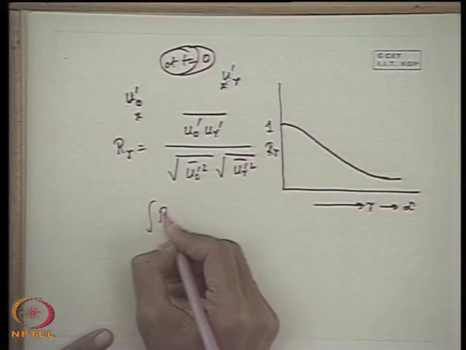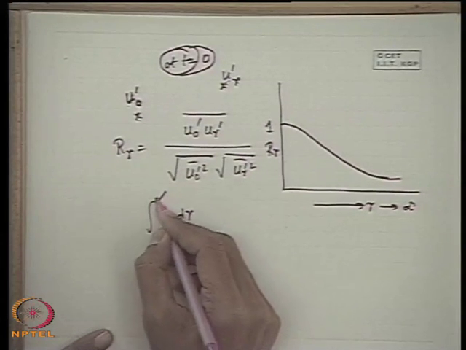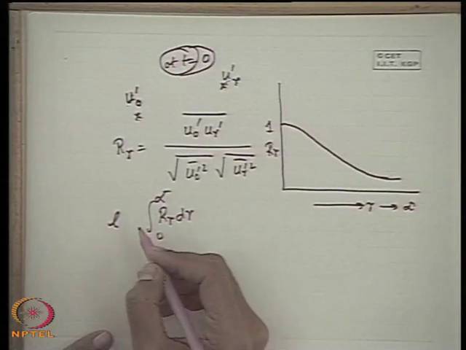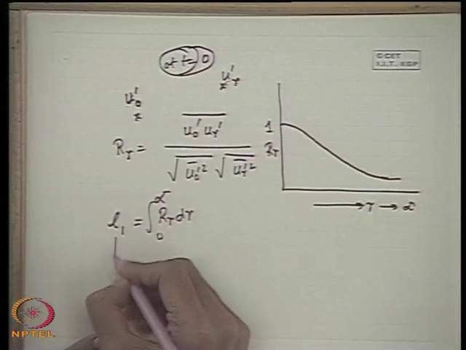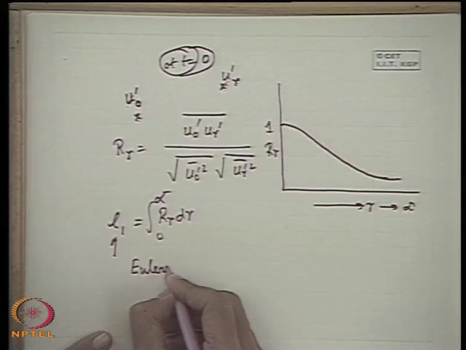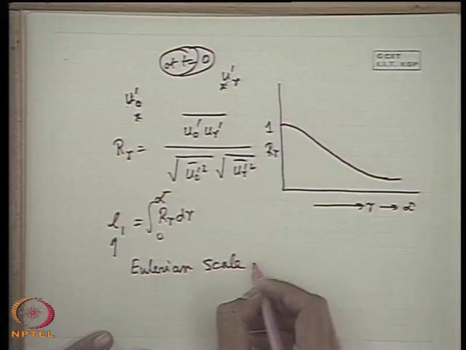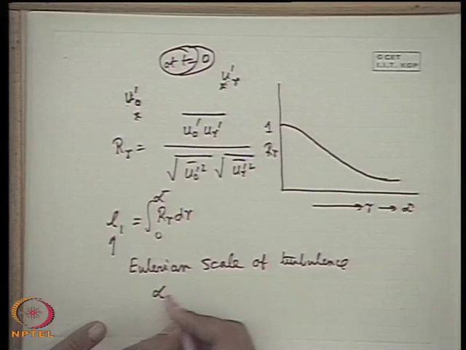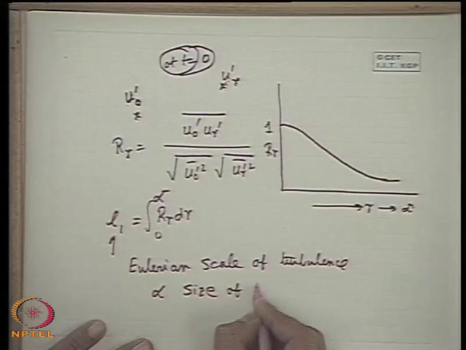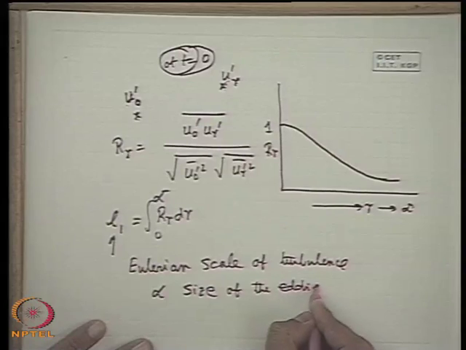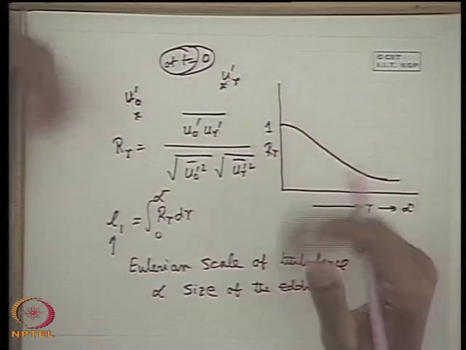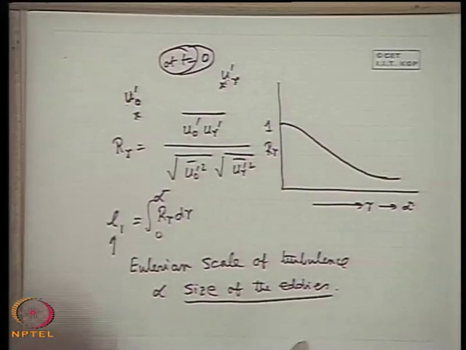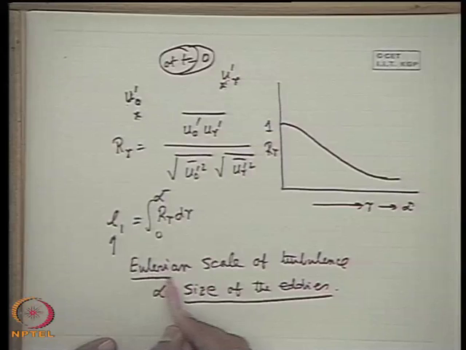Now this integral of RR dr represents the area under this curve along the r axis, and this is known as another quantity L1, the Eulerian scale of turbulence. Now this scale of turbulence is proportional to the size of the eddies. This is because in the turbulent flow, because of the fluctuations in the flow field, they develop eddies, and the size of the eddies is proportional to this Eulerian scale of turbulence.